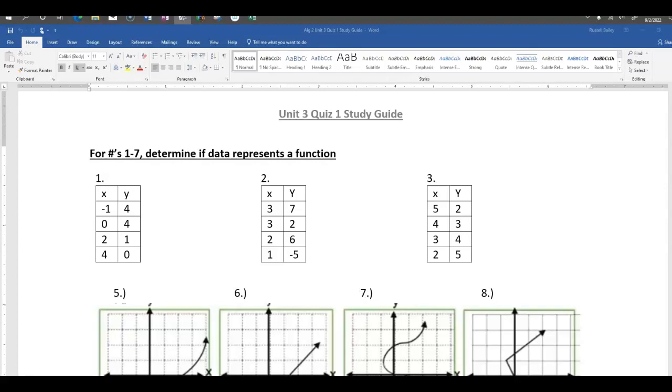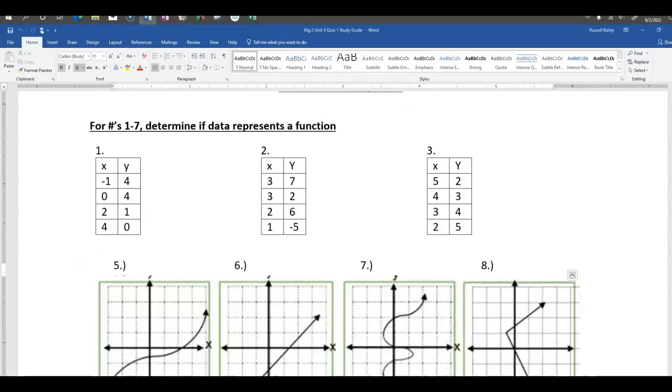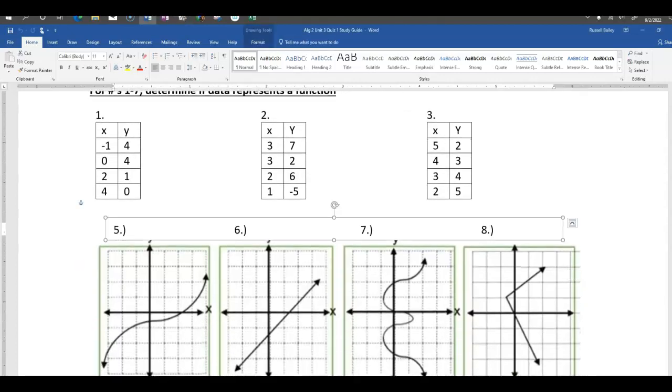Alright guys, in this video I'm going to go over the even problems for your Unit 3 Quiz 1 Study Guide. The odd problems already have the answers at the bottom, so you can check your work on those if you like. And you can use these even ones I'm going over to help you know how to do the odds if you weren't able to figure it out on your own. Okay. Alright, so let's begin here.